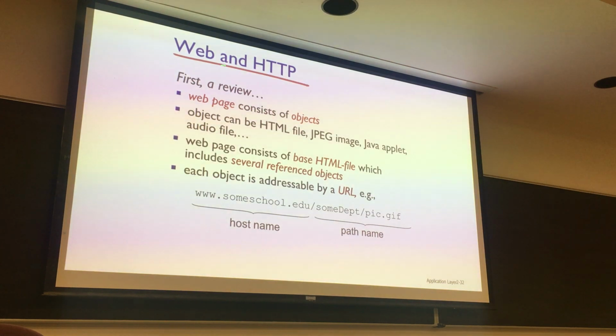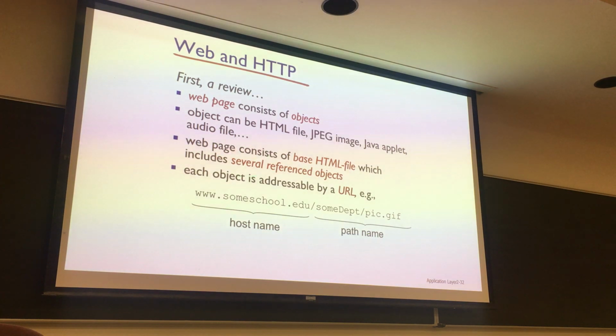When you're trying to use HTTP, you are getting a web page back. When you have a web page, it basically contains objects. You can think of objects as files, but these files can represent many different things. For example, it can be a JPEG image, an application, JavaScript, audio files. So these all are considered objects.